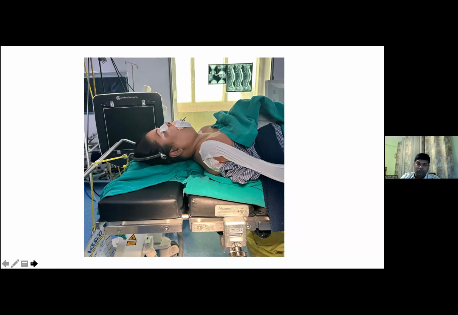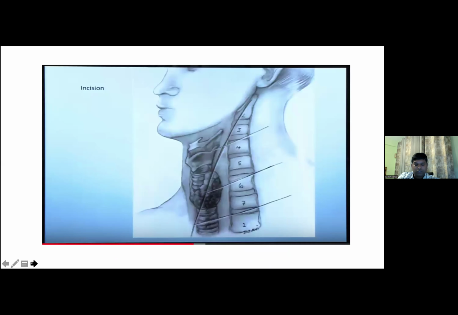The other thing which is important is fixing the tube. The tube is usually fixed on the left side because for most right-handed surgeons, a right-sided approach is easier. So the tube has to be fixed away from your side of exposure. That will help you, and it won't come into view. So the next step we all know is the incision.